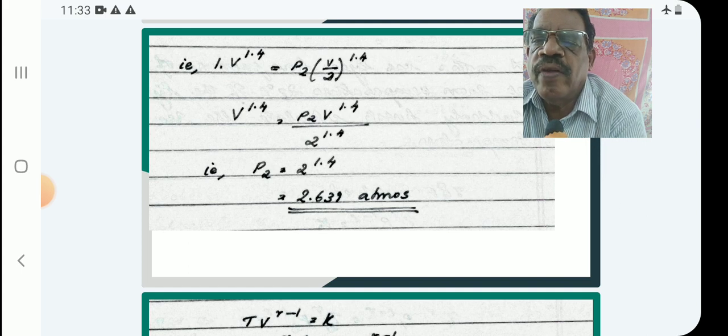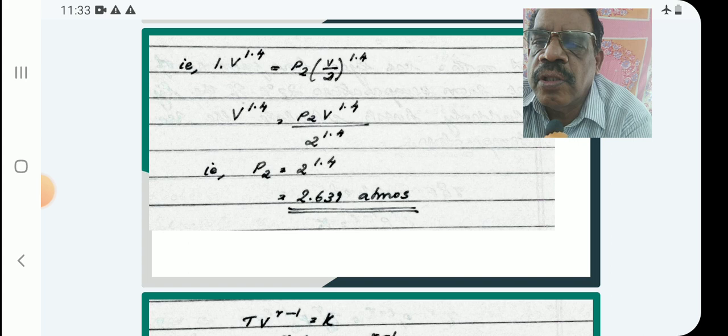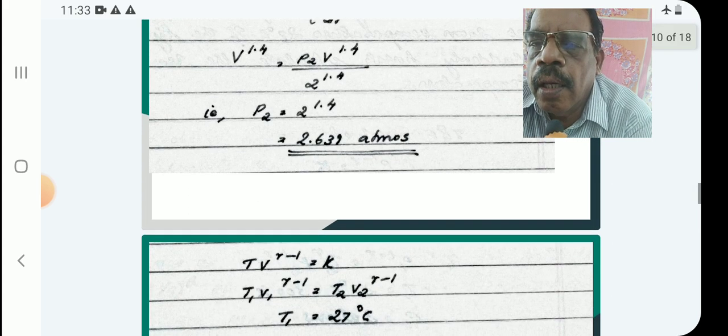V raised to 1.4 will cancel. We cross multiply. P2 is 2 raised to 1.4. That we do using a calculator. We get 2.639 atmosphere.